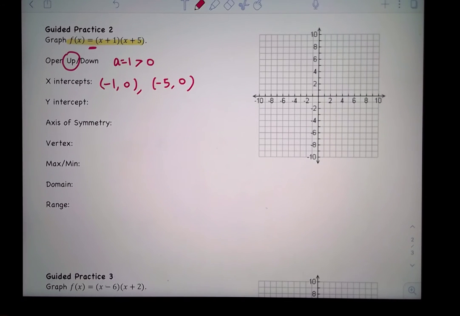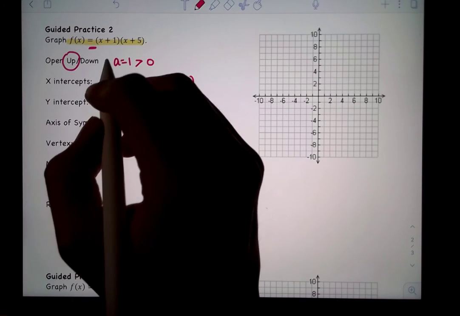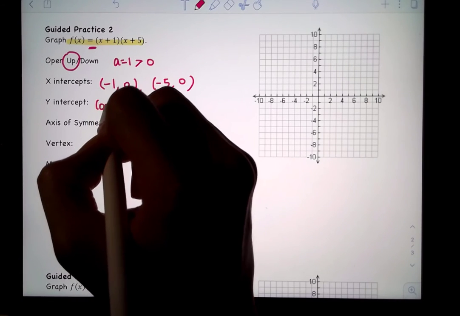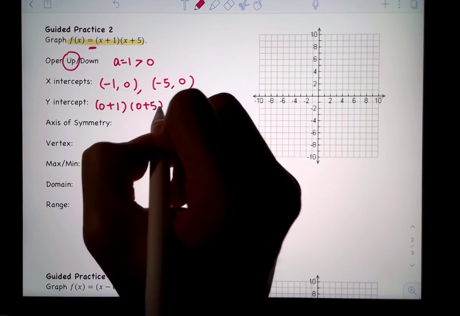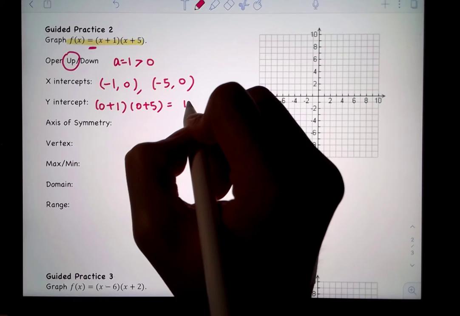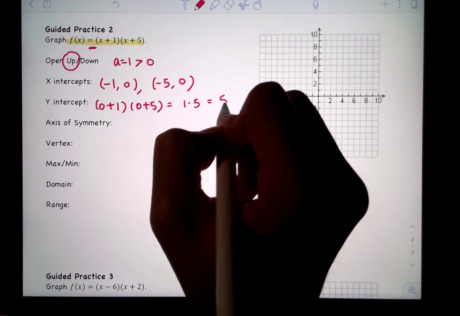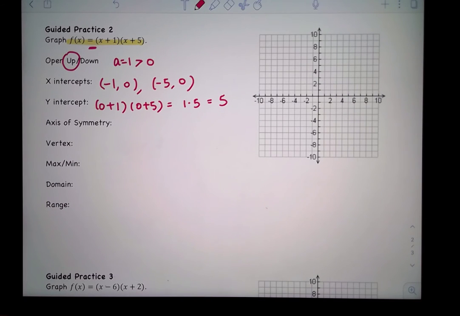And how do we get our y-intercept? We put 0 into x, right? So let's put 0 into x. Then 1 times 5. So my y-intercept is 5.